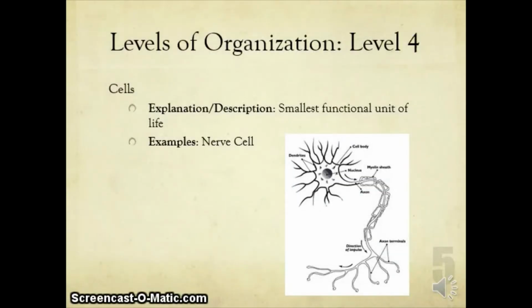When all of those organelles combine together, we are going to get the fourth level of organization, which are cells. Cells are the smallest functional unit of life, and there's lots of different examples of cells. Here we have pictured a nerve cell, which is responsible for sending signals to other cells to tell them what to do. But you have all sorts of animal cells, plant cells, skin cells, so lots of different examples of cells.